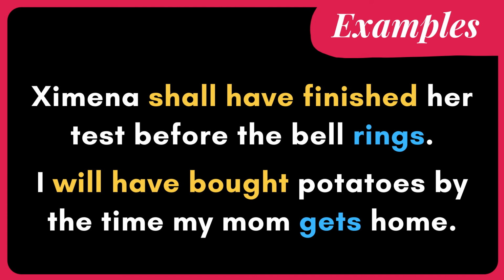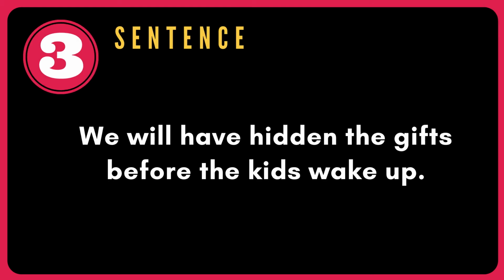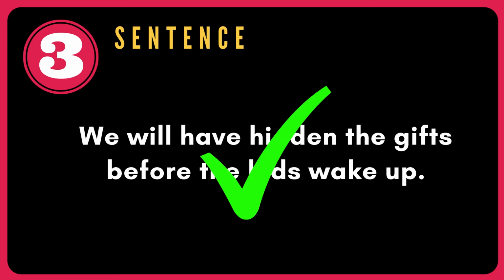Going back to our activity at the start of this video, we have the third sentence in future perfect tense. We will have hidden the gifts before the kids wake up. This sentence is correct. It has two actions. One is expected to happen before the other.